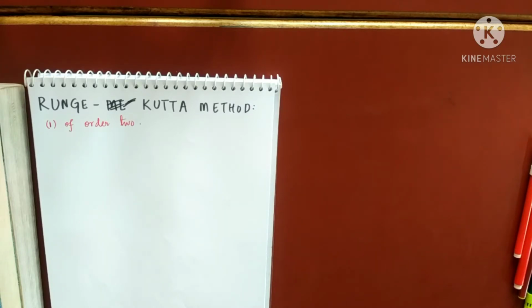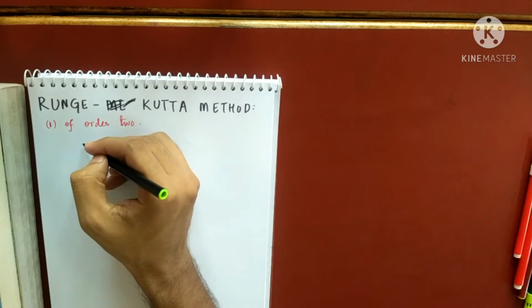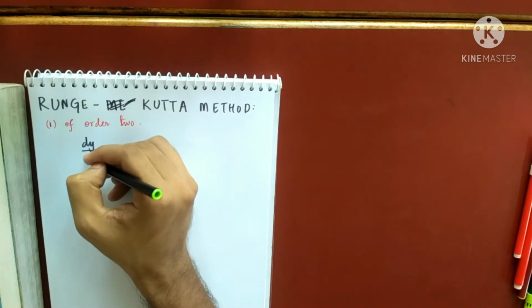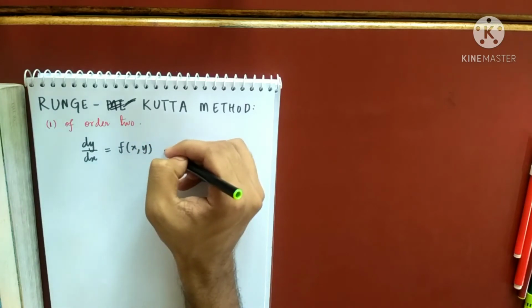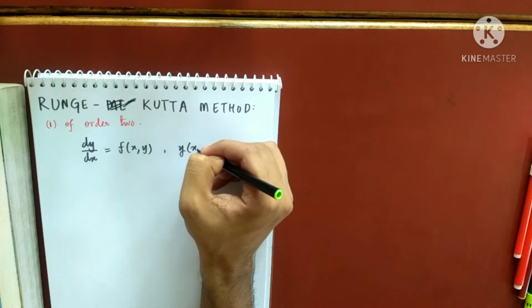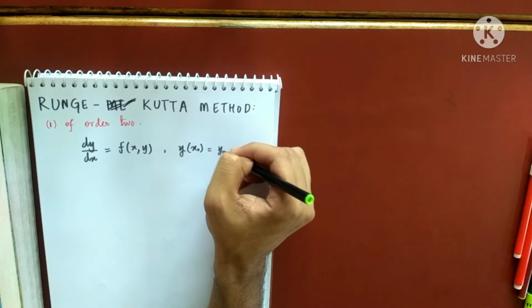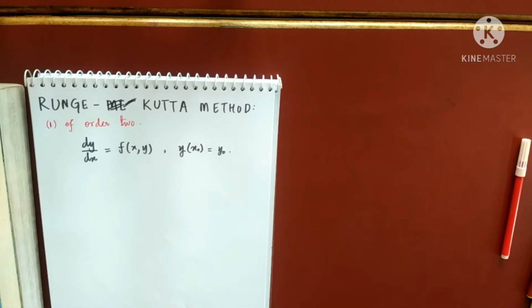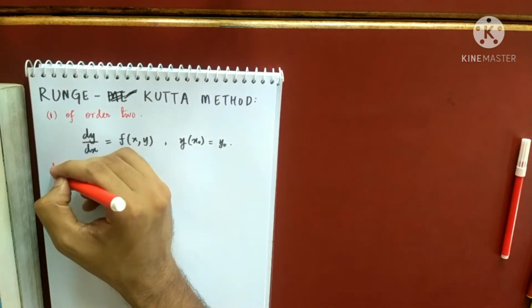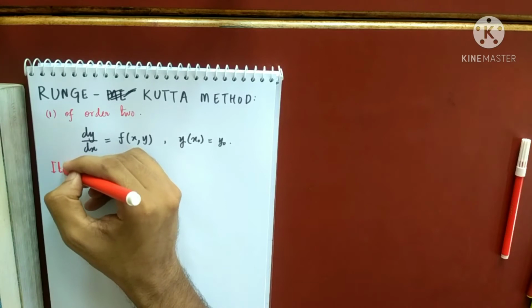So what is the iterative scheme of this method? Again we have the same things. That means I have some ordinary differential equation with the initial condition y at x naught is y naught. Then the iteration scheme is like this. Let me write down the iteration scheme for the Runge-Kutta method.